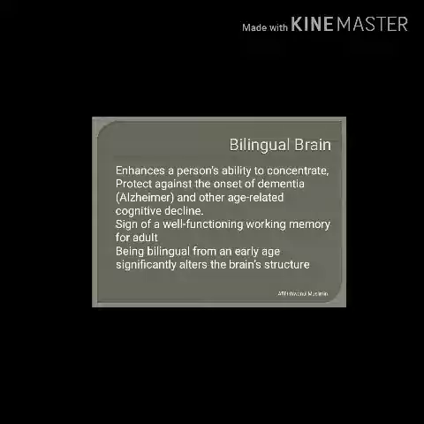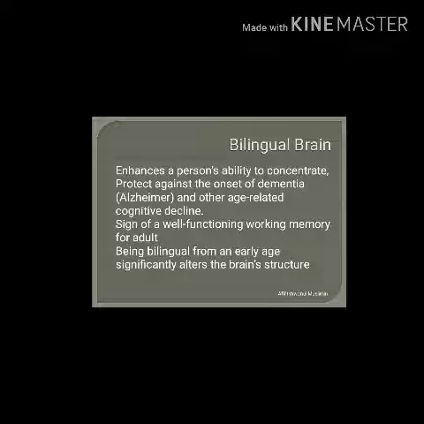The second one, as they try to think more focused and also concentrate on ideas between some languages for a certain thing, it means that the bilingual brain protects against the onset of dementia and other age-related cognitive decline, because there is scientific research showing that someone who is bilingual has a greater flow of oxygen and also blood into their brain.